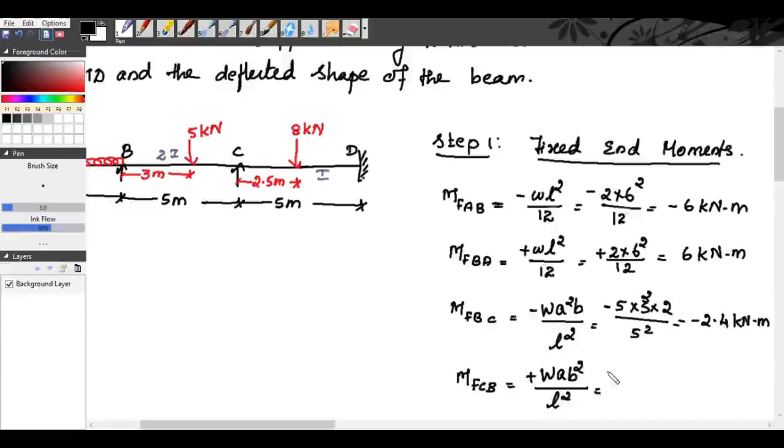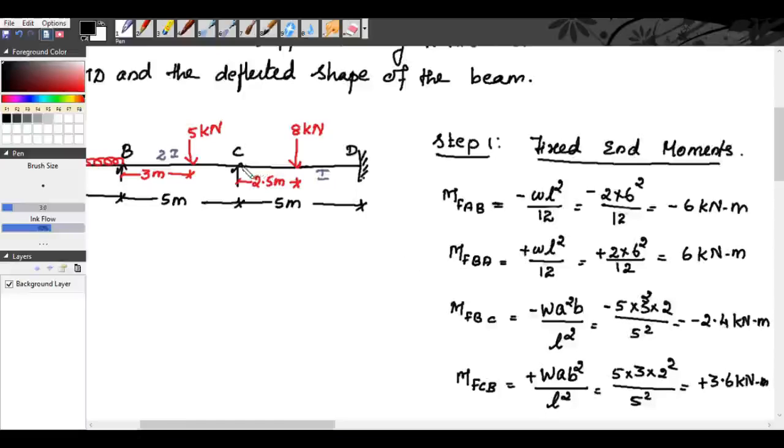Similarly, M of CB is plus 5 into A square. A is 3, B square is 2 square, divided by L is 5, 5 square. We get it as plus 3.6 kilonewton meter.